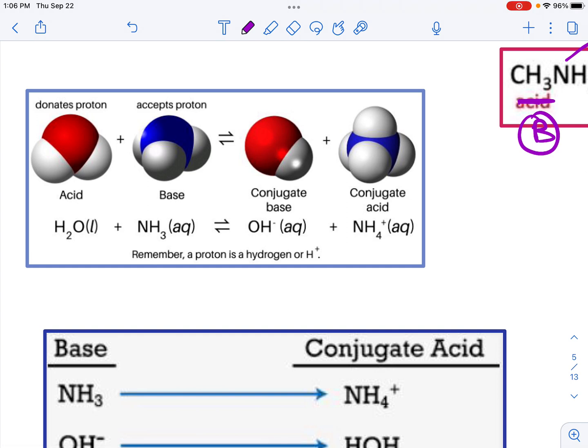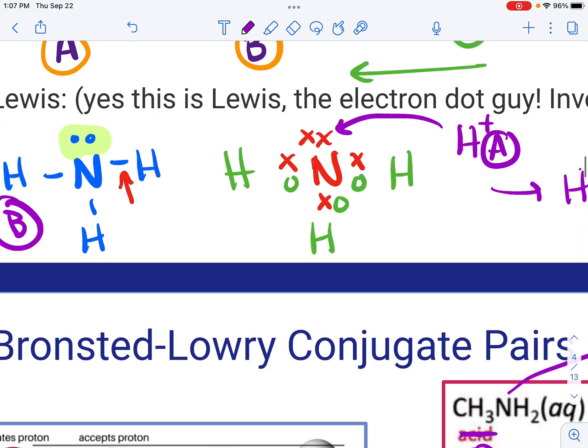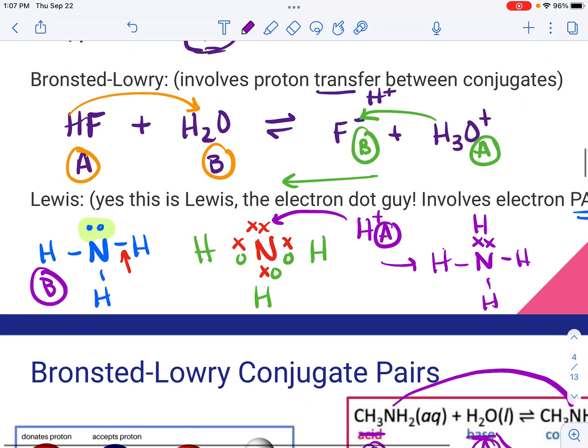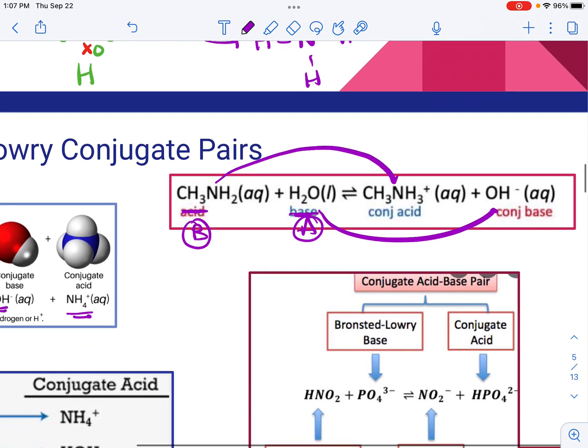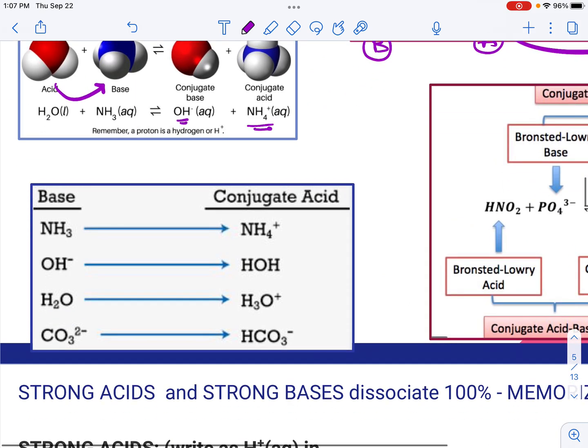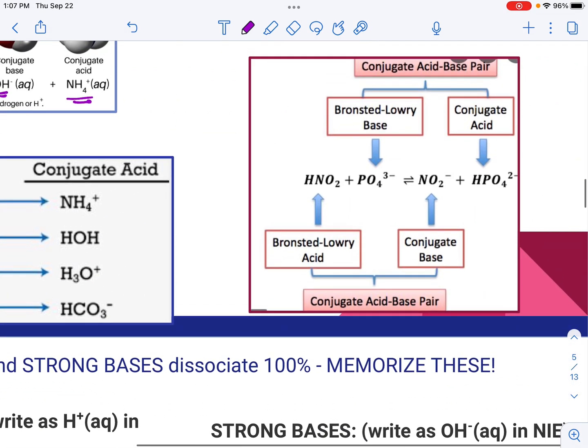This is how ammonia acts as a Bronsted-Lowry base, because now the water will transfer the hydrogen to the ammonia, forming ammonium with an extra hydrogen, and hydroxide missing the hydrogen ion, right? And that's very, very similar to what I had for you up here, as you can see that methylamine and ammonia have similar properties. Also, you can see in this example that we have nitrous acid and the phosphate ion.